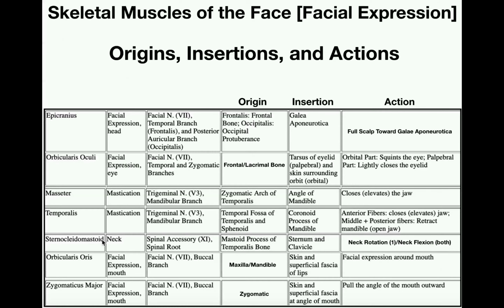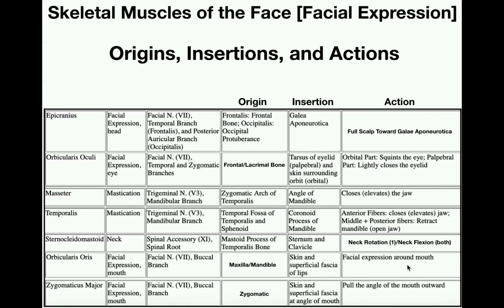Well, first of all, the Orbicularis oris has its origin at the maxilla and the mandible, depending on which part you're talking about. If it's the superior part of the Orbicularis oris, it's going to be the maxilla as the origin. If it's the inferior part of this muscle, the origin is going to be the mandible. And the insertion is going to be on the skin and superficial fascia of the lips.